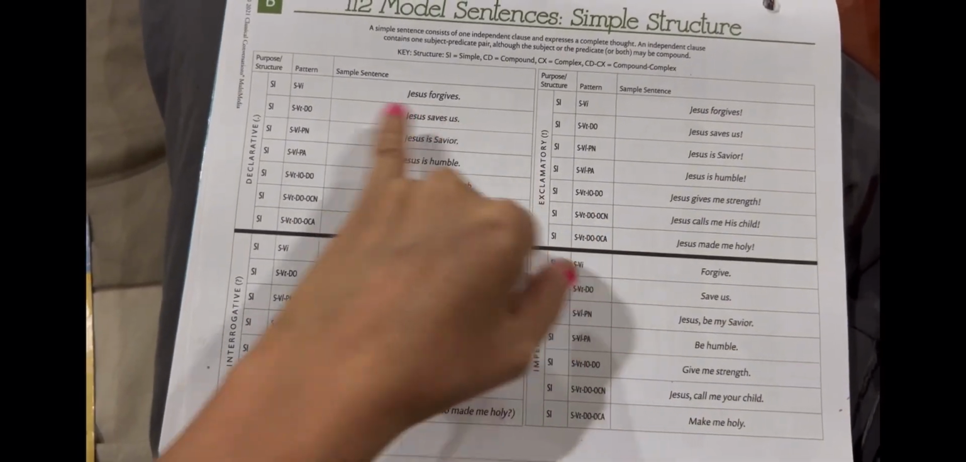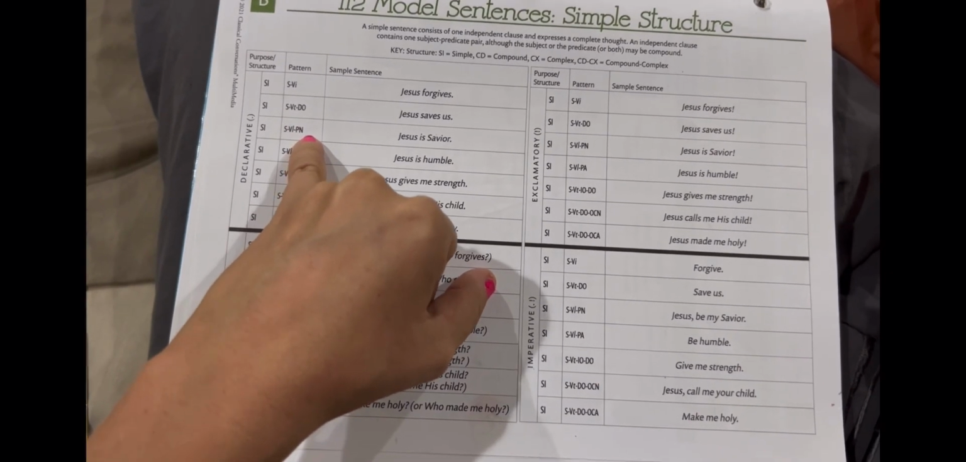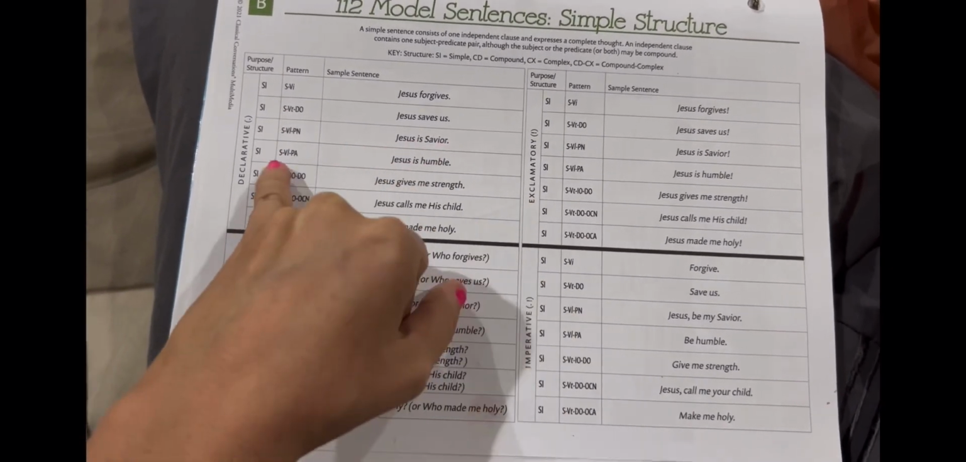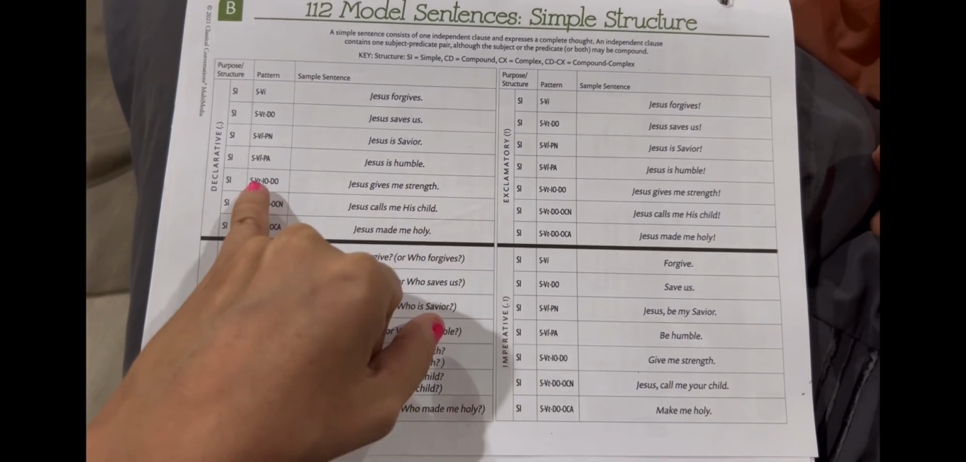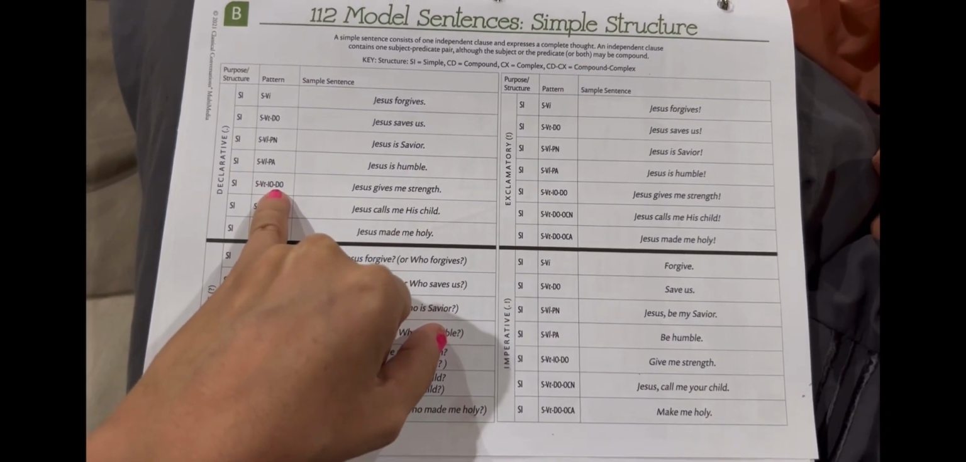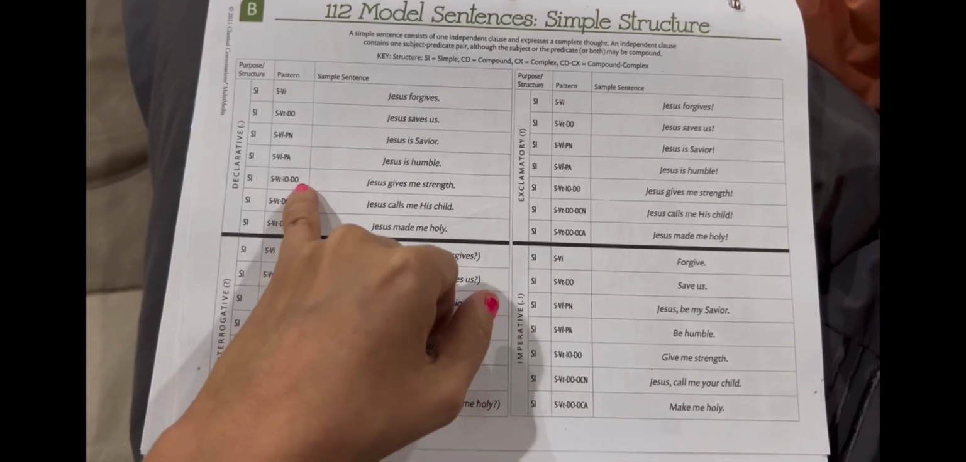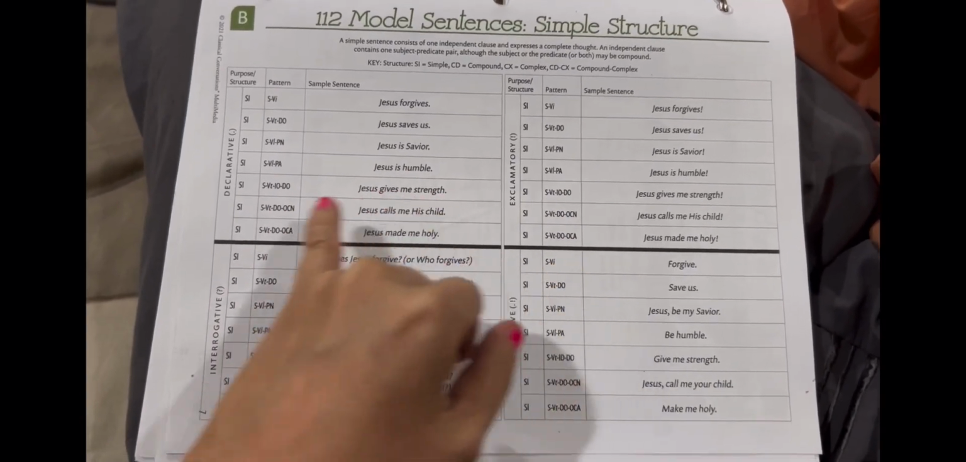Jesus saves us. Subject, verb, direct object. Nominative. Jesus is Savior. Subject, verb, link, and predicate nominative. Adjective. Jesus is humble. Subject, verb, link, predicate adjective. Indirect object. Jesus gives me strength. Subject, verb, indirect object, direct object.